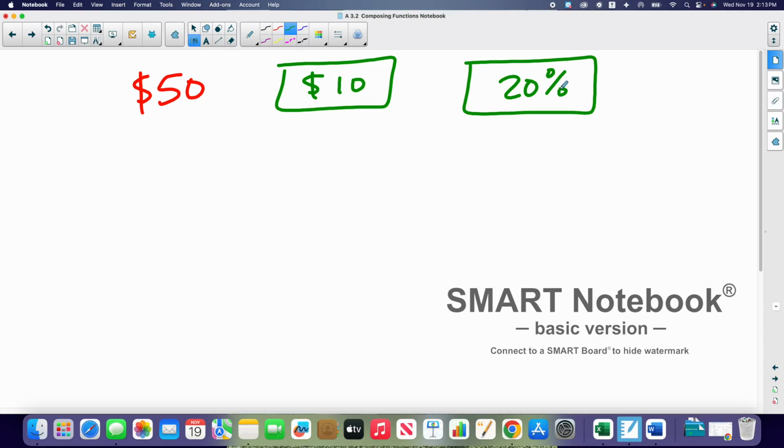So what I'd like for you to do is find me the price for the $50 item both ways. If I do one way versus doing the other way. So see which way is better.